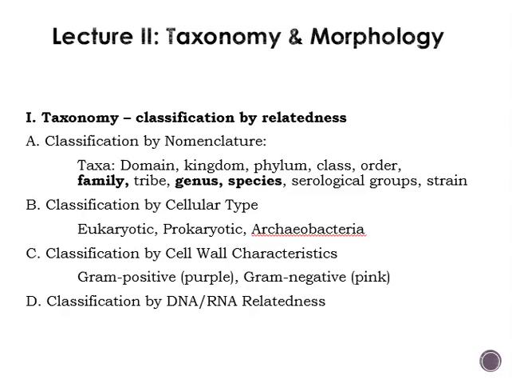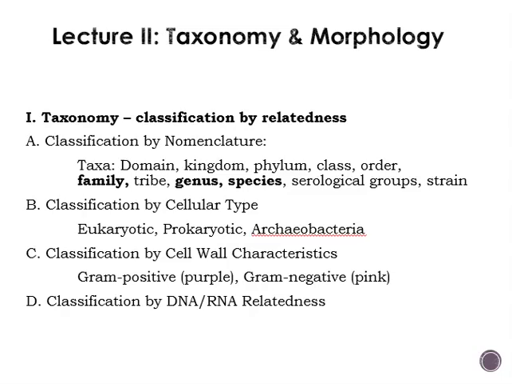A different way that we can classify organisms is by their cellular type. Are they eukaryotic cells, which means that they have a well-defined nucleus and contain organelles within the cell? Examples would be fungi, algae, animals, and plants. Or are they prokaryotic? The word prokaryotic means before nucleus. They're going to have a poorly defined nuclear membrane and no organelles. This is the category that bacteria fall into.